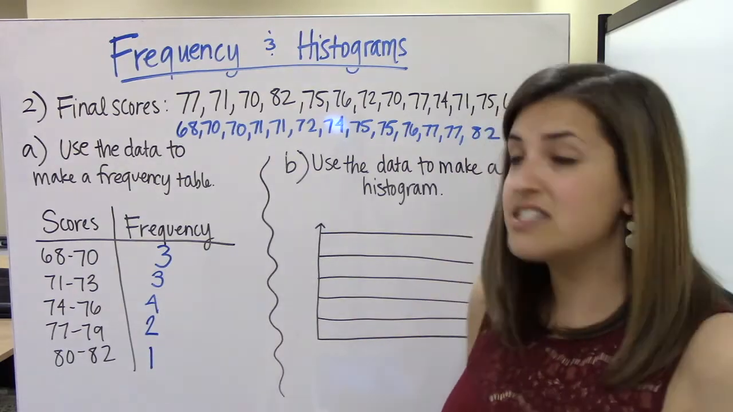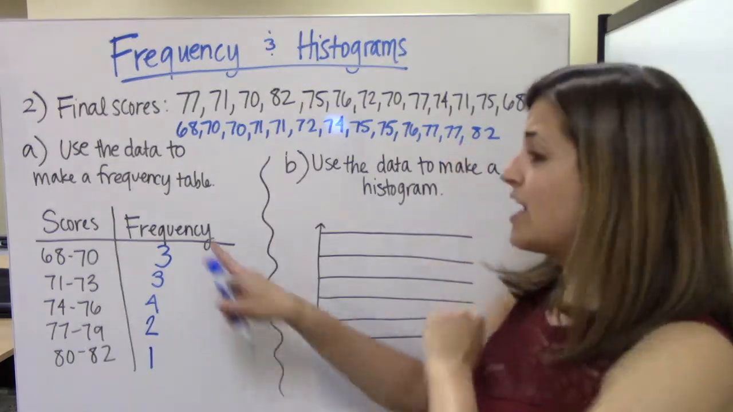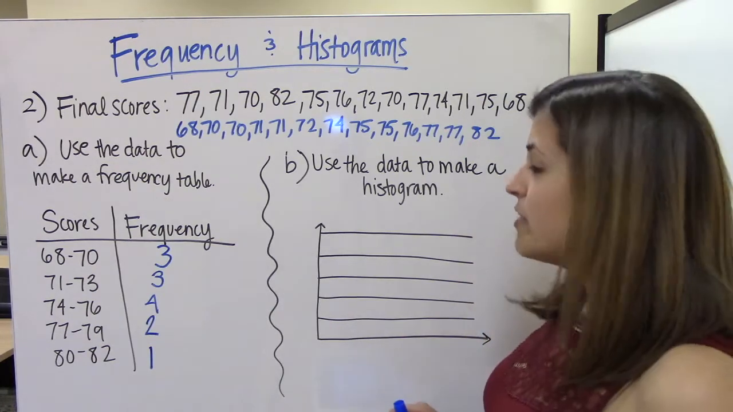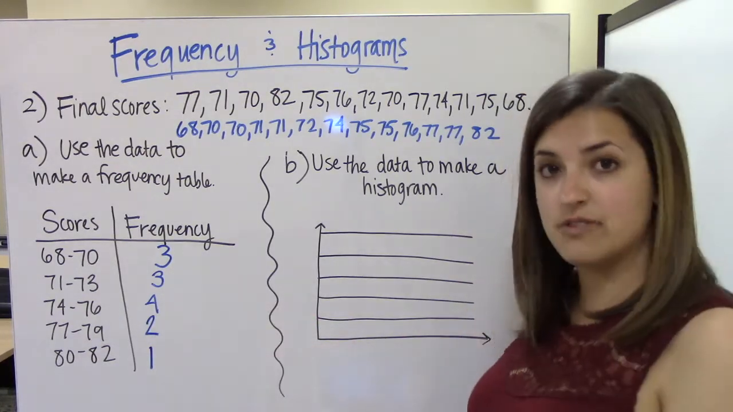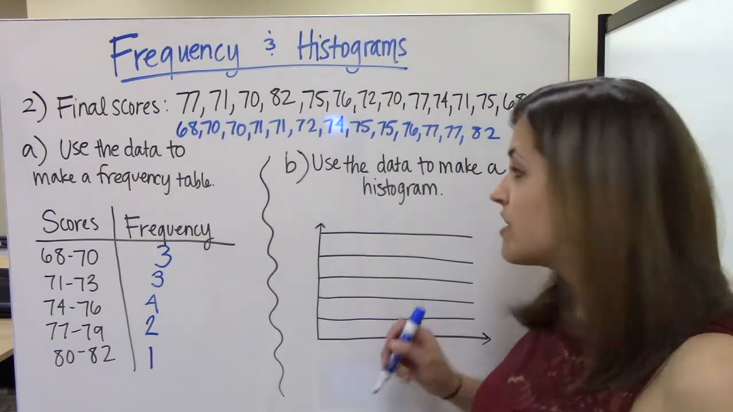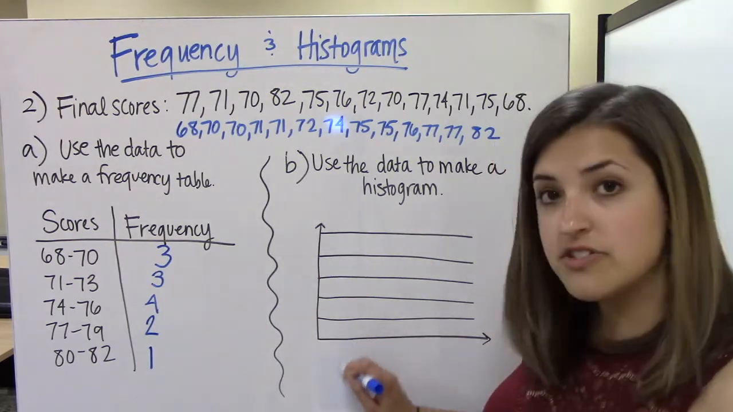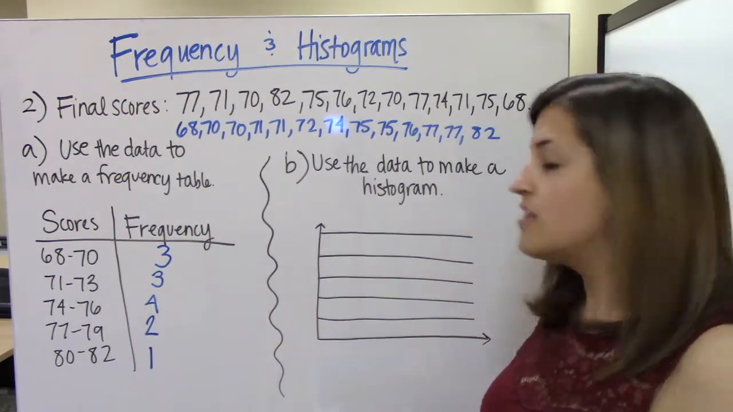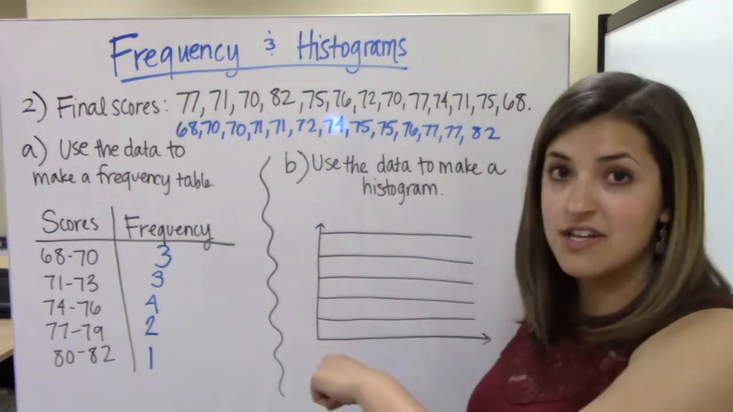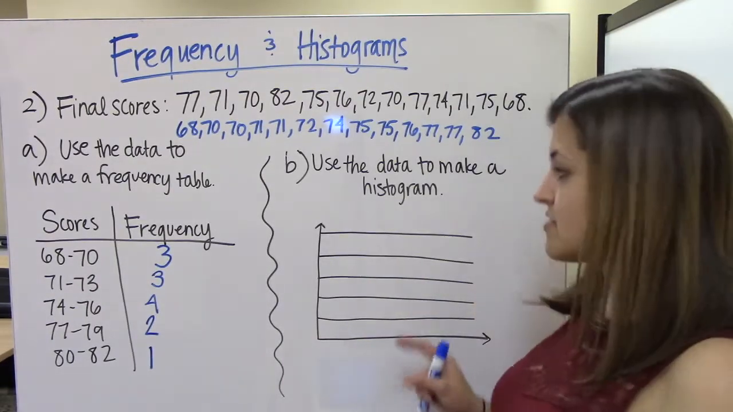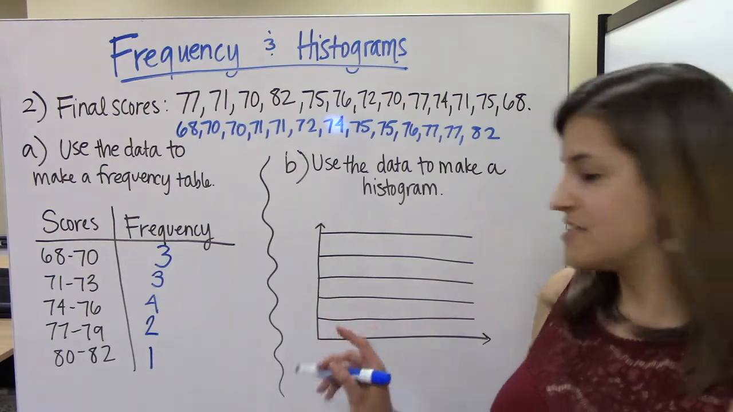It's always a good idea to count up your data points and count up your frequencies to see that you have the same number. Now we can use this data to make a histogram. A histogram is going to look a lot like a bar chart, but all we're going to do is have some ranges or intervals of our scores on our x-axis and the frequency on our y-axis. I want you to always label everything. So we want to label our graph first.